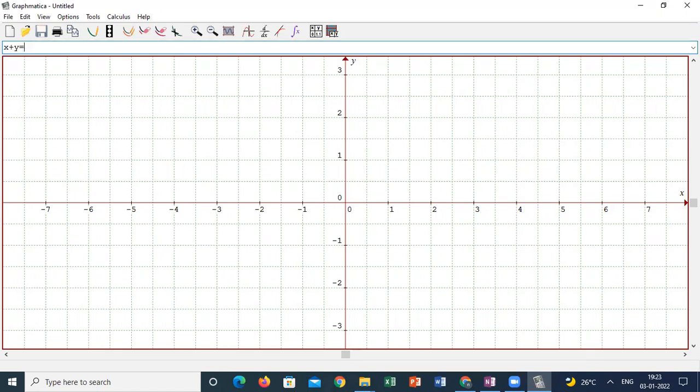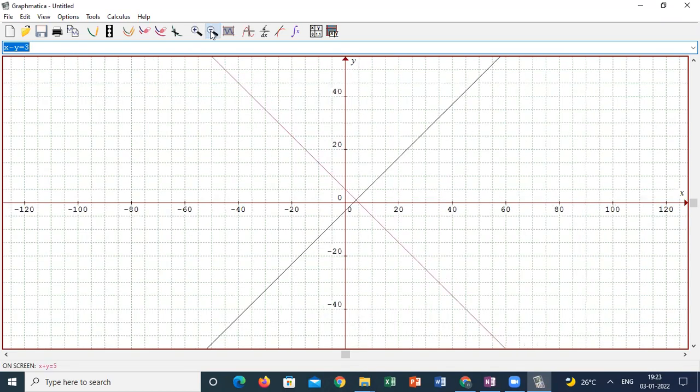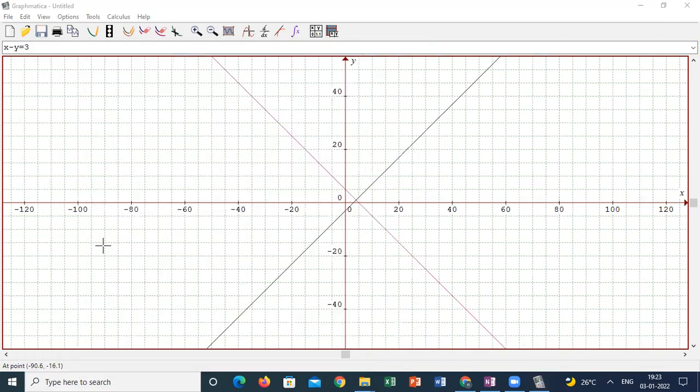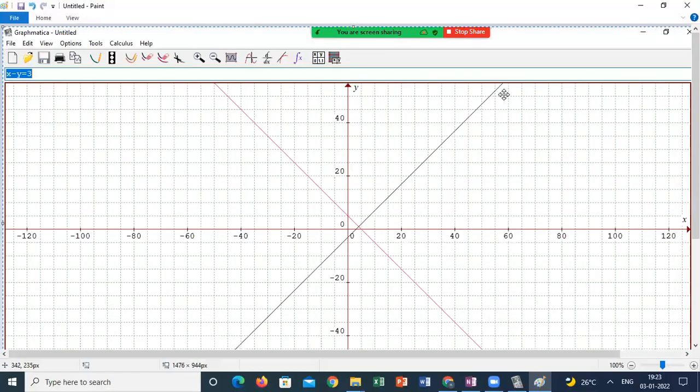x plus y equal to 5, I am taking. This is one line I got. Another one is x minus y equal to 3. This is another line I got. So I am zooming out a little to understand how to discuss this. I am taking a screenshot of this to explain how to find the solution set. This is the graph I got by taking both the inequalities as equations.